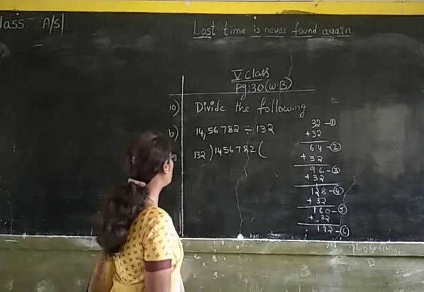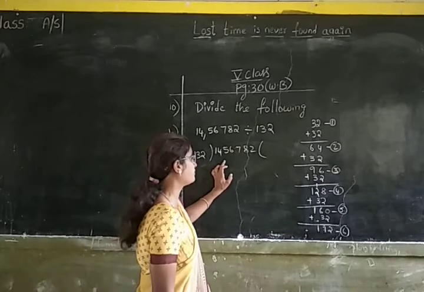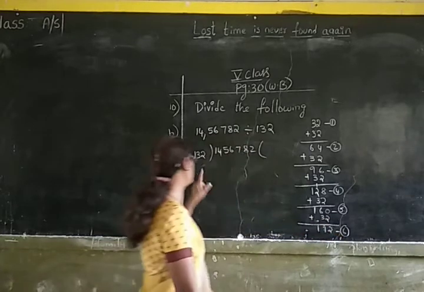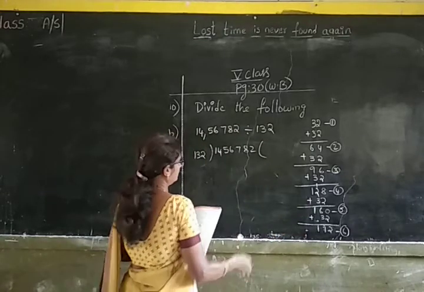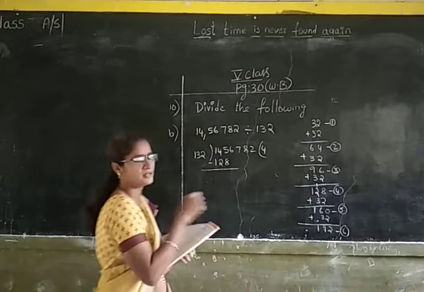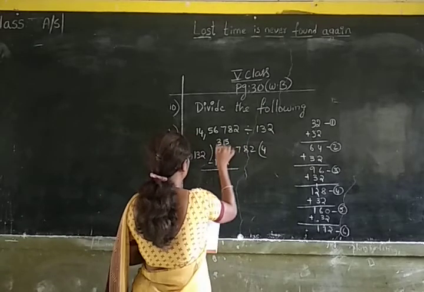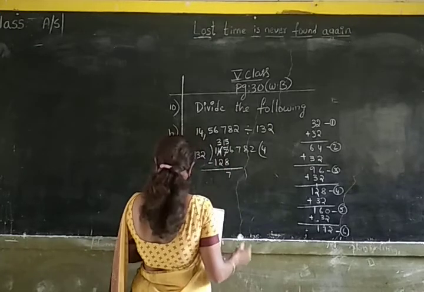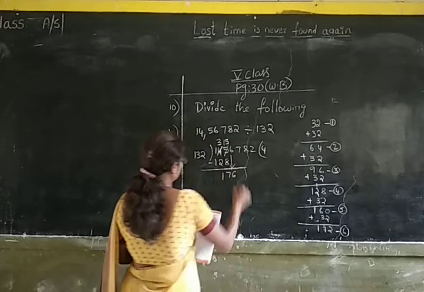Okay, children? Now, we have taken 145. We have to check how many times 32 goes in 145. If you take 160, it will be bigger than 145. So you have to take 4 times, which is 128. 32 fours are 128. Here 5 will become 15 and 4 will become 3. 15 minus 8 is 7. 3 minus 2 is 1. Bring down 6.